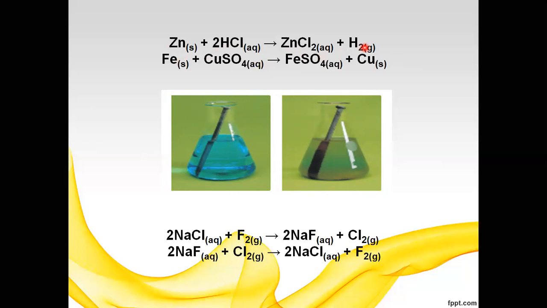Same formula for these equations. Fe plus CuSO4. Here Fe and SO4 form a compound, Cu is the element product. So FeSO4 is the compound product and Cu is the element product. Okay, now a small pictorial example.